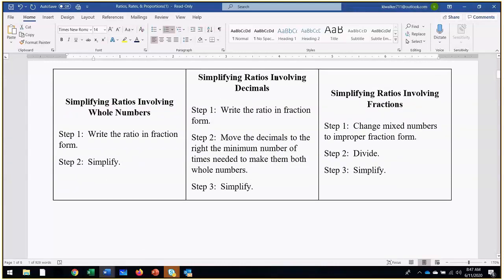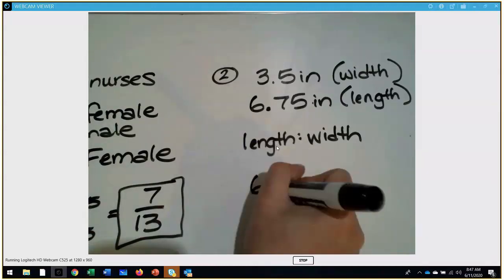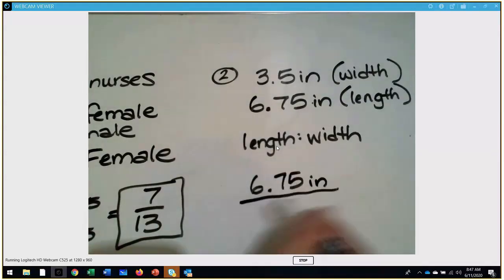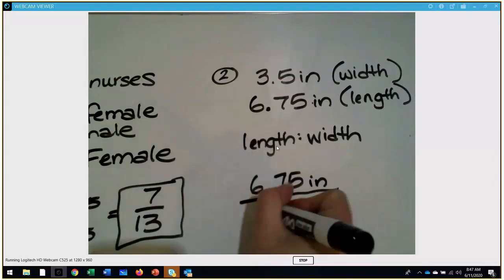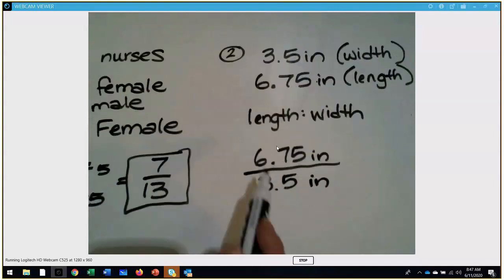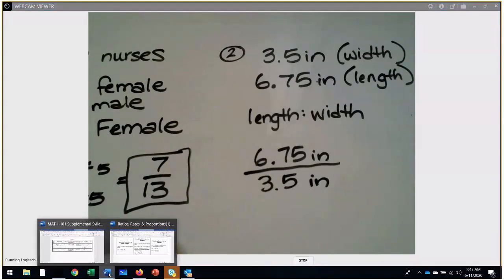If you have a ratio involving decimals, first we're going to write it in fraction form. So let's go back and get it in fraction form according to the order that they're asking for. So the length comes first, and then the width. So I'm getting it in fraction form first, but it looks pretty ugly because there's decimals inside of a fraction. So there's a lot going on so far. So let's see what it says next.